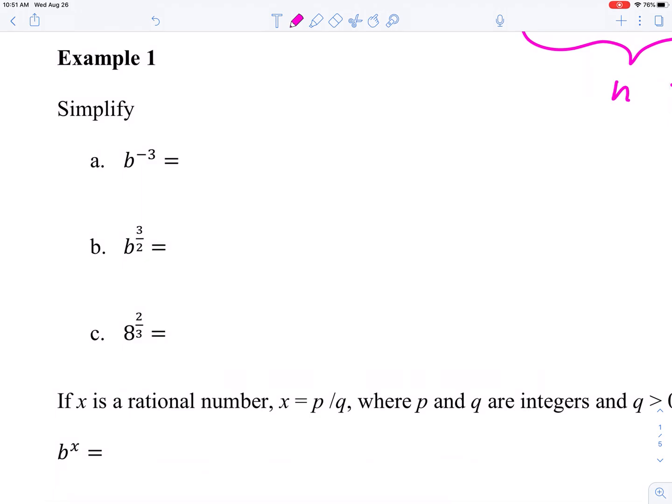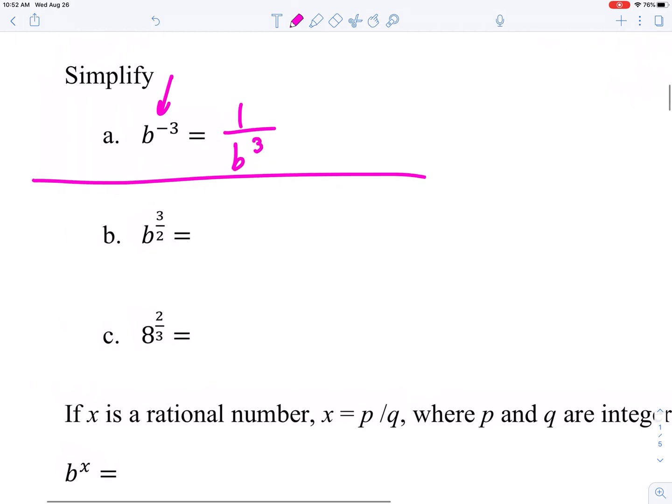Alright, so b to the negative 3 power, that one should be easy. When you have a negative exponent, it means reciprocal, right? It means flip the fraction. And of course, when you flip it, you change the sign of the exponent.